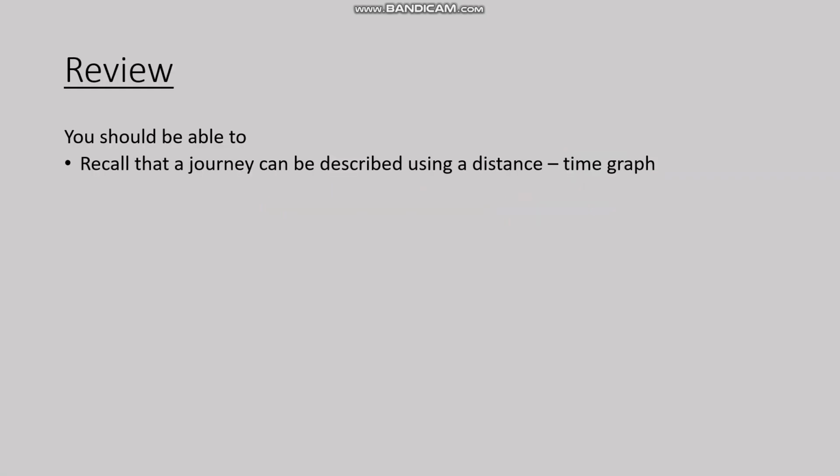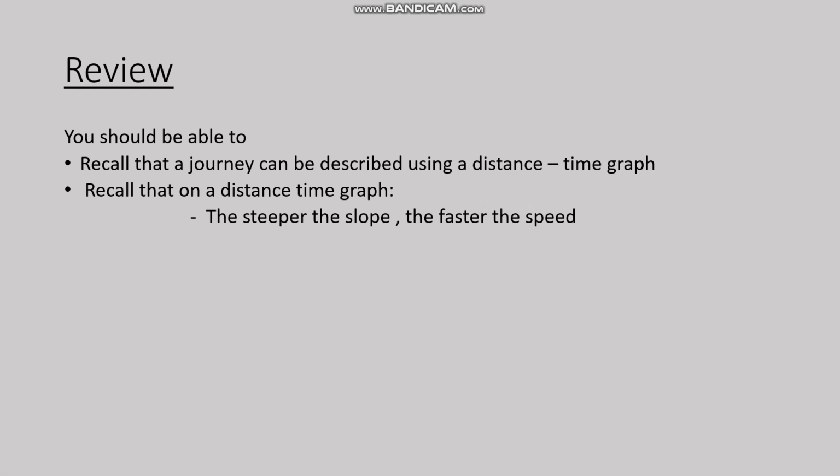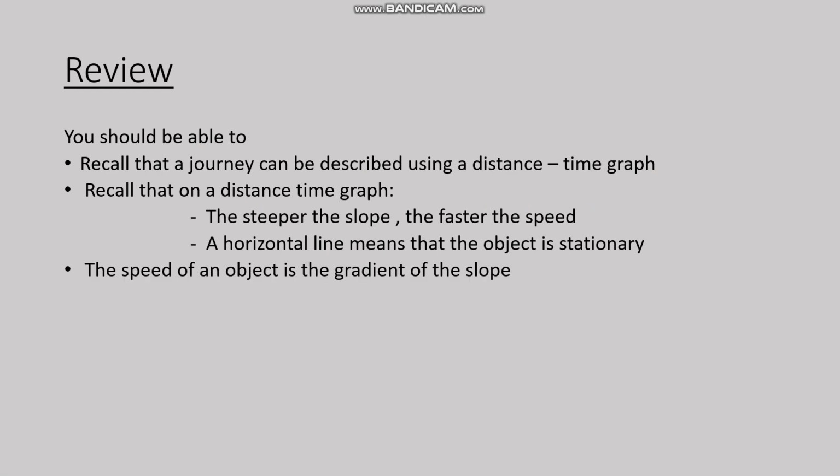You should now be able to recall that a journey can be described using a distance time graph. Recall that on a distance time graph, the steeper the slope, the faster the speed, and that a horizontal line means that an object is stationary. You should be able to calculate the speed of an object by calculating the gradient of the slope.